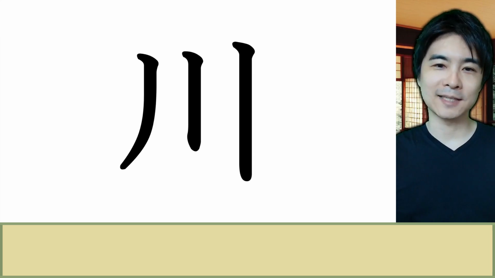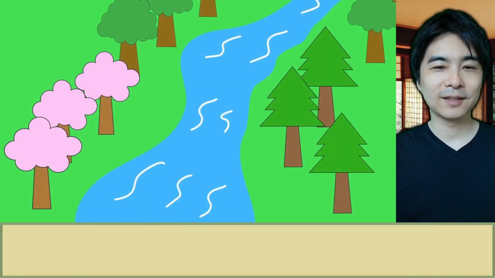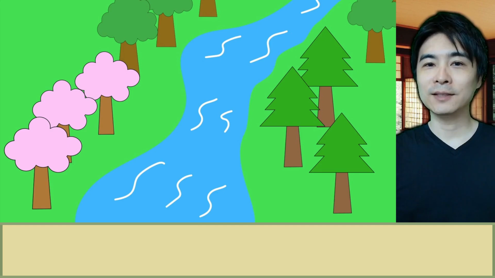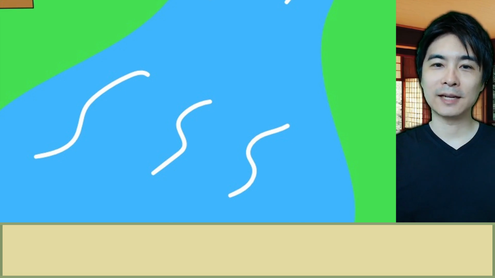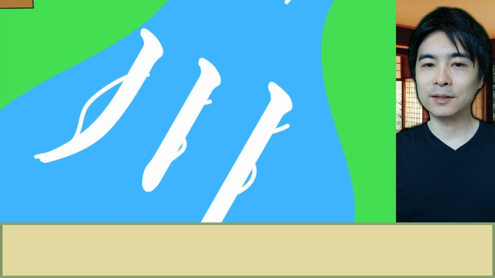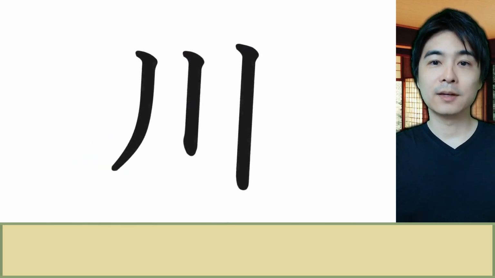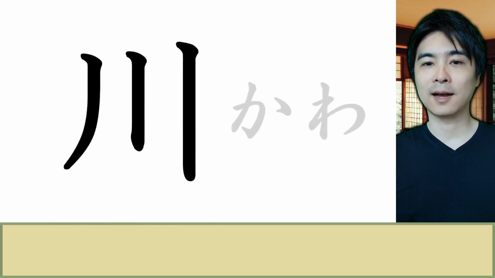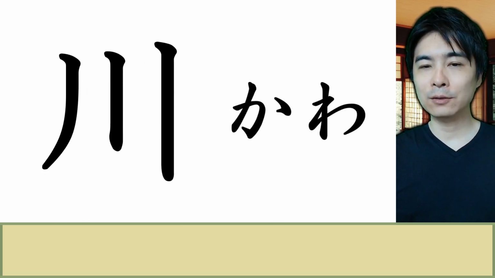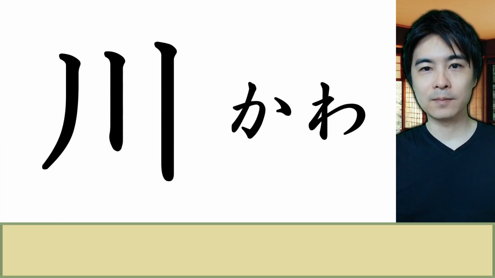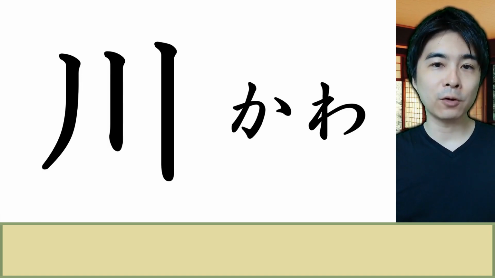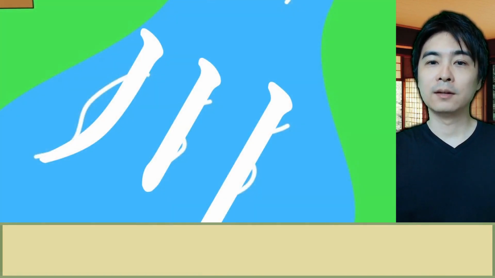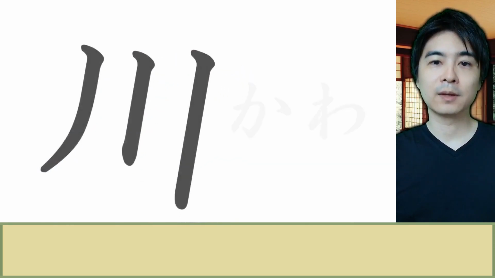Okay. The next kanji is this one. Can you guess the meaning of this kanji? Please look at this picture. What is this? This is a river. Let's go closer. Do you see these three lines? Like this. So this kanji means river. In Japanese, river is kawa. So how to read this kanji is kawa. When you encounter this kanji, please imagine the flowing water of a river. This kanji means river. Kawa.